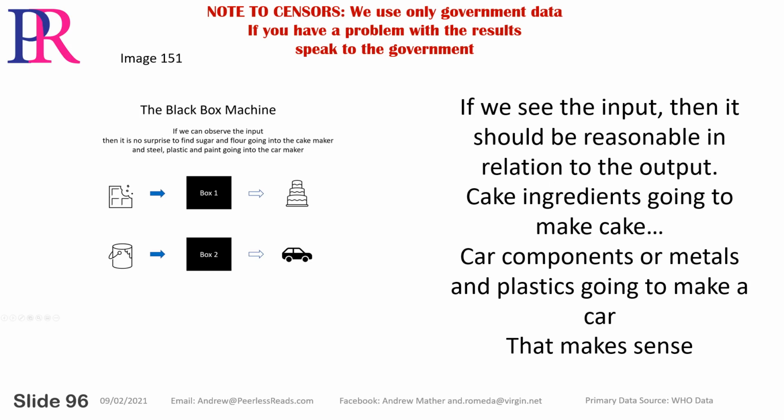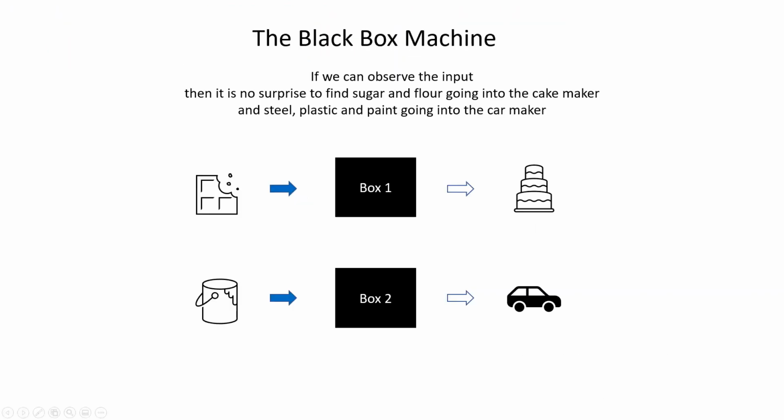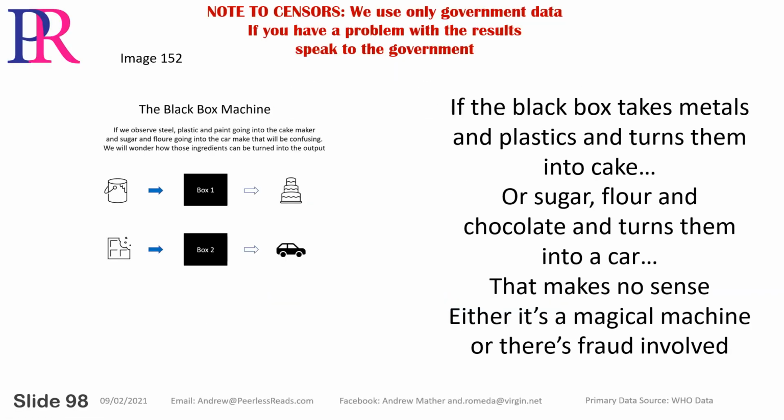If we see the input, then it should be reasonable in relation to the output. Cake ingredients going to make a cake. Car components, or metals and plastics, going to make a car. That makes sense. If the black box takes metals and plastics and turns them into cake, or sugar, flour and chocolate and turns them into a car, that makes no sense. Either it's a magical machine or there's fraud involved.